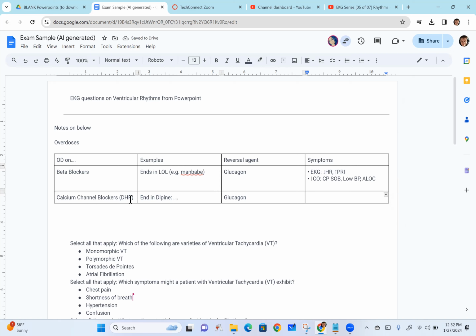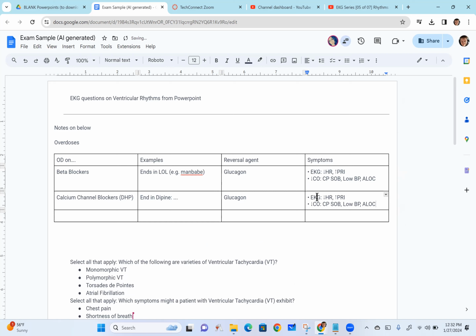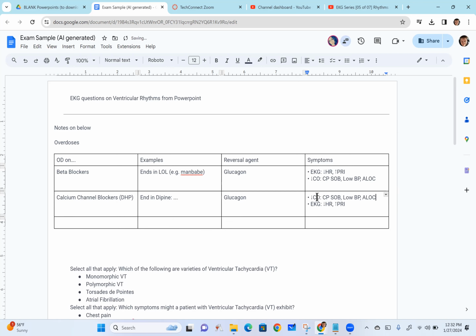And what about symptoms? Same. All right, next. Sorry, I'm thinking of diltiazem. So let's pause real quick. So EKG changes, you're going to have low cardiac output. That's going to be the same for sure. Let's actually put that at the top there. Okay.